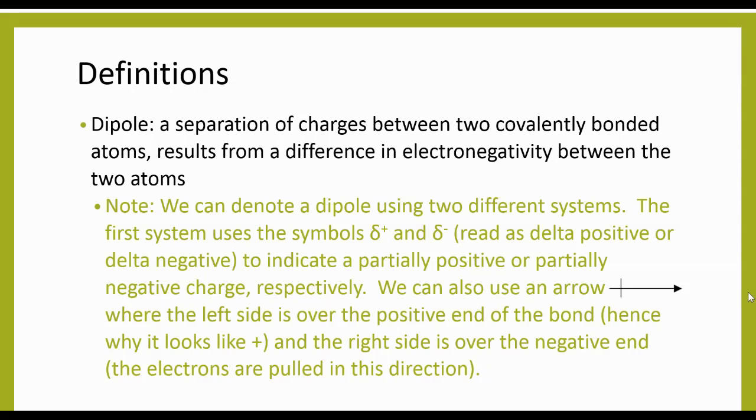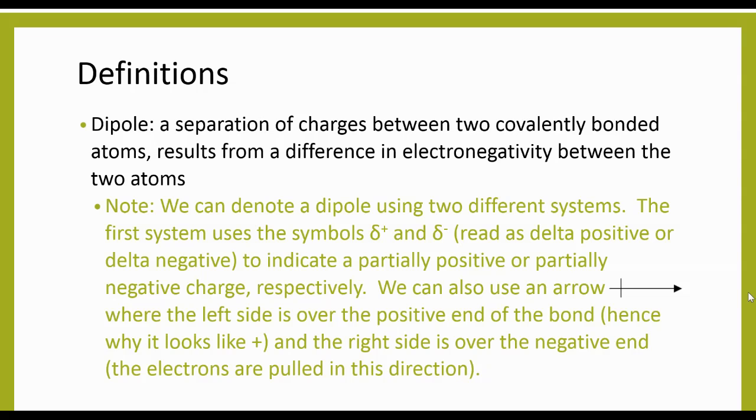And we can denote dipoles using two different systems. The first one uses the Greek letter delta, that curly symbol, with either a positive or a negative sign after it. We pronounce this delta positive or delta negative, where delta positive is by the less electronegative element, and delta negative is by the more electronegative element.